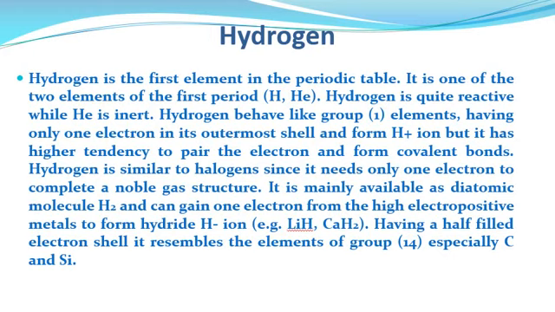It constitutes the first period with helium in the far right part of the periodic table. Hydrogen is a reactive element when compared with helium, which is an inert element or a noble gas.